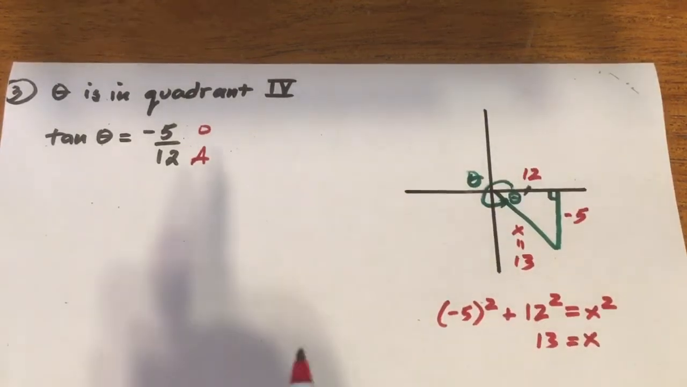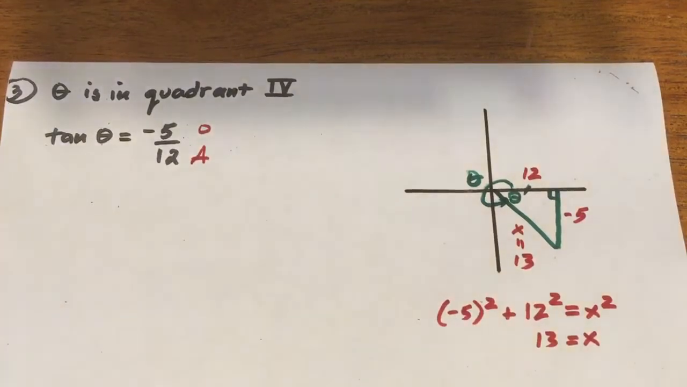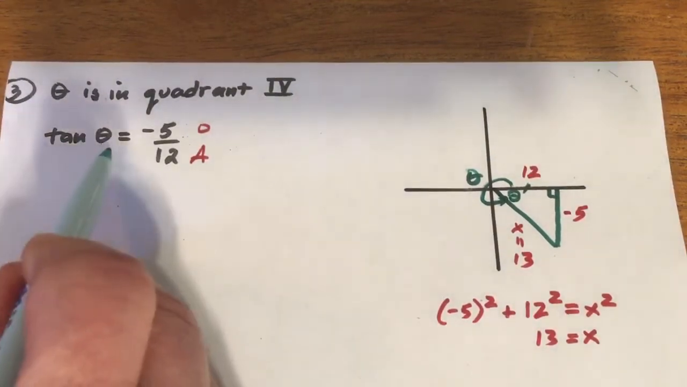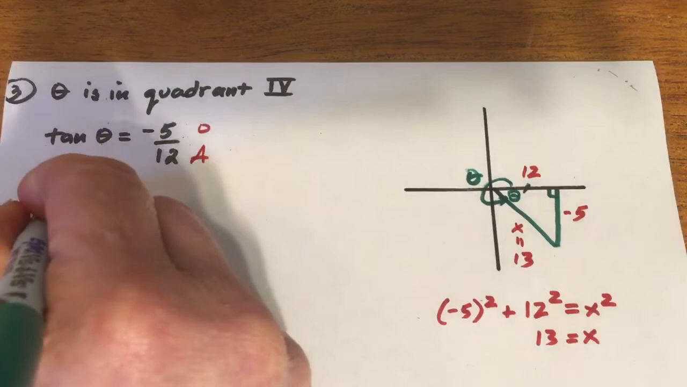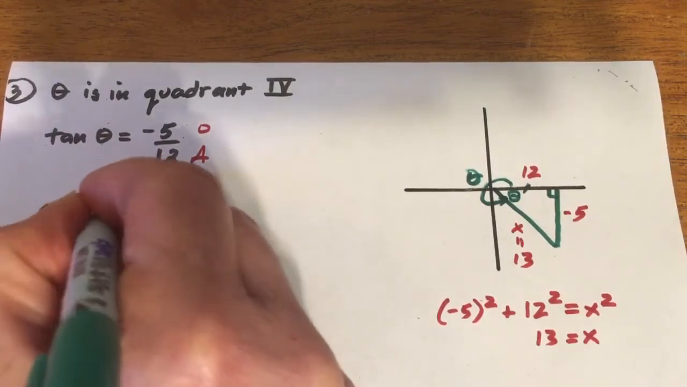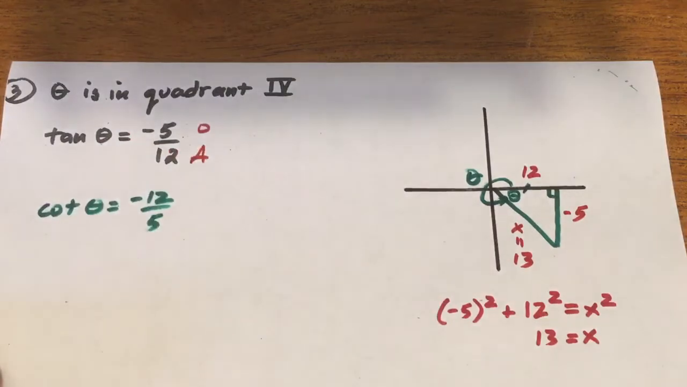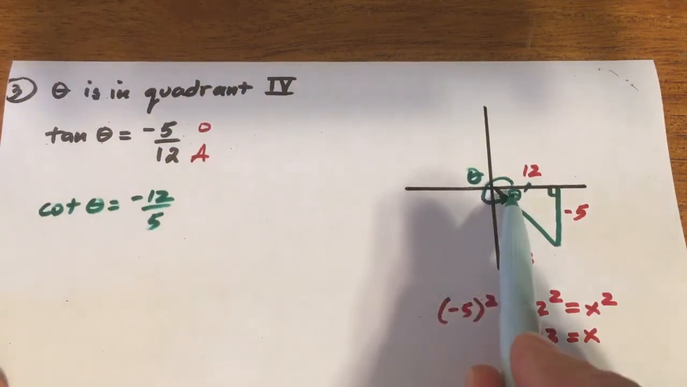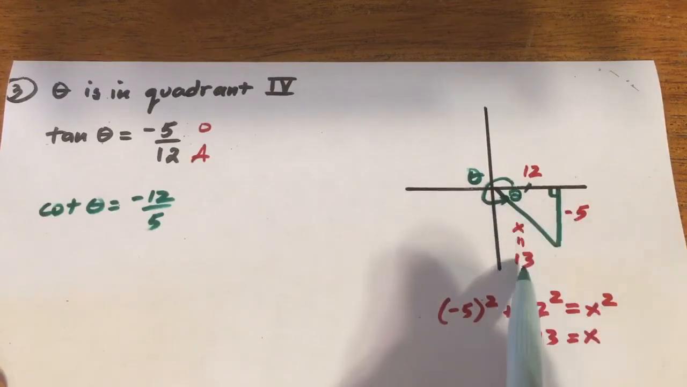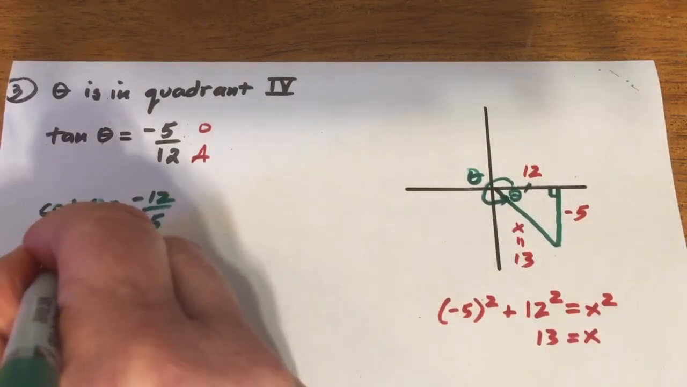And now that we've got that, we can finish up our problem. So we've got here tangent is going to be negative 5 over 12. Cotangent needs to be the reciprocal, which is negative 12 fifths. We also know that our sine is going to be opposite over hypotenuse, so negative 5 over 13.